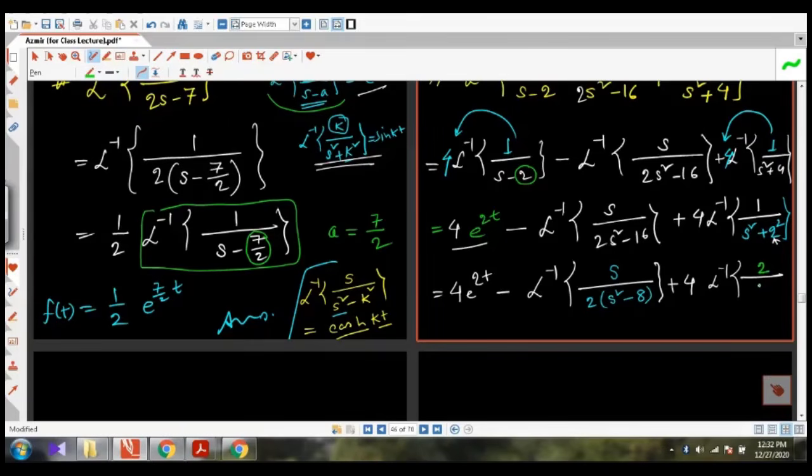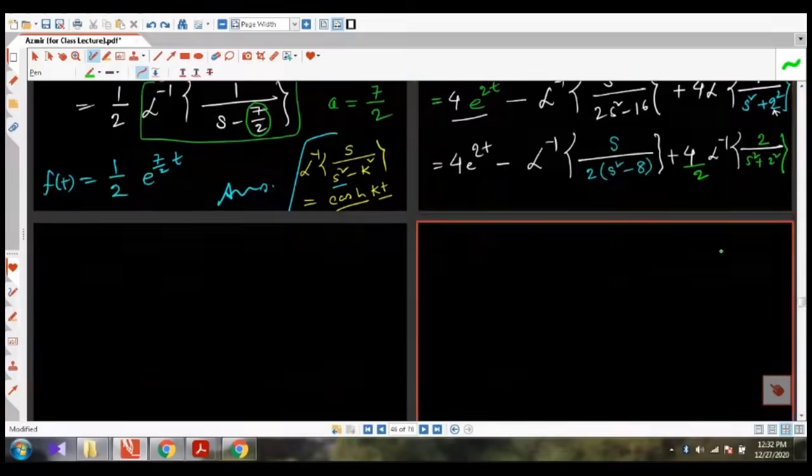So 2 over s squared plus 2 squared. So which one is the extra part? We have to balance with the previous equation. So 1 by 2 will be multiplied, we have given 1 by 2 previously. Is it okay? Yes, sir. Yes, sir. So that 2 and 2 can be cancelled.